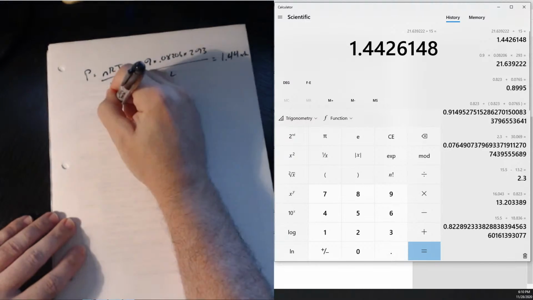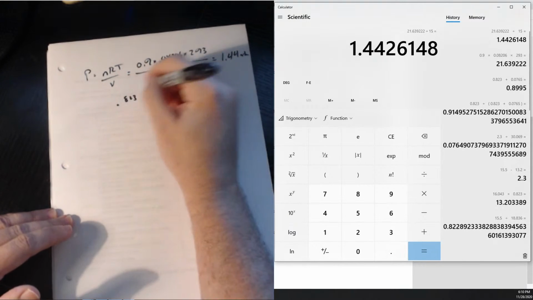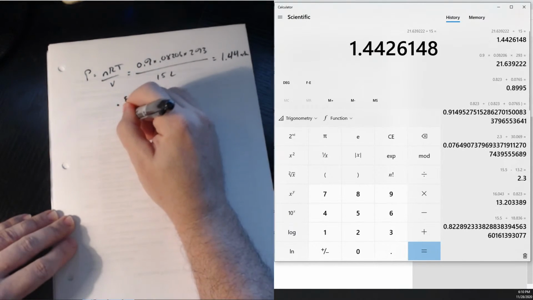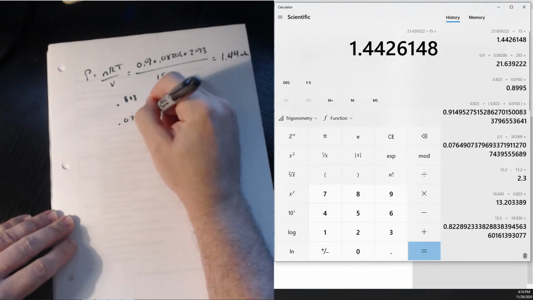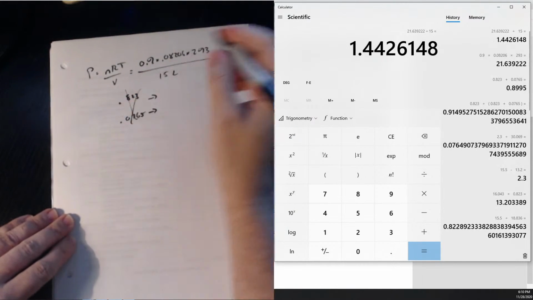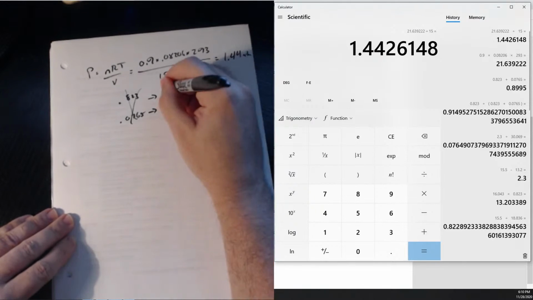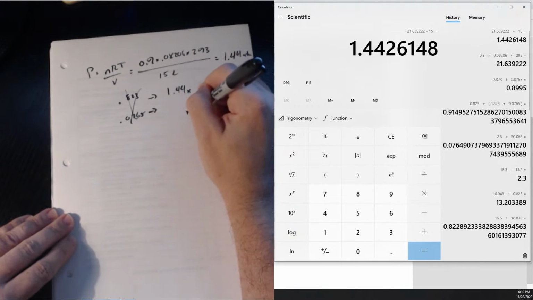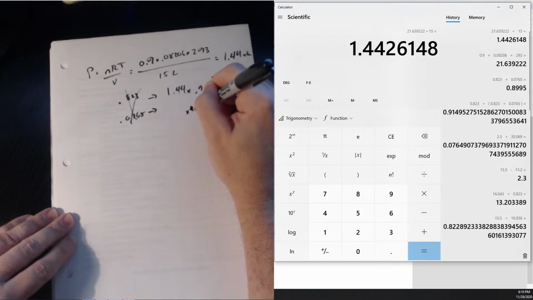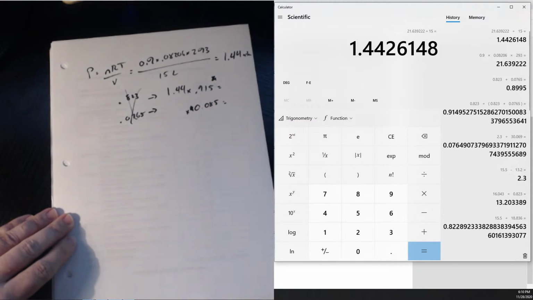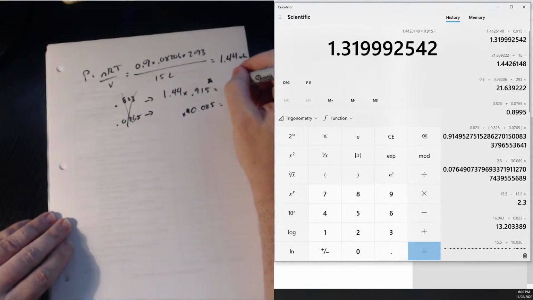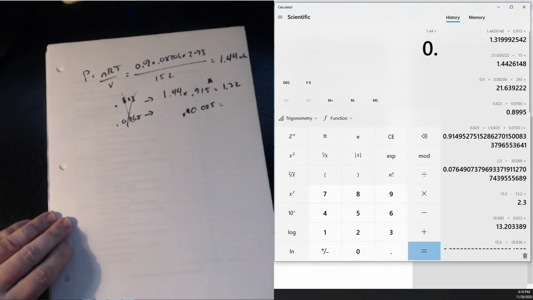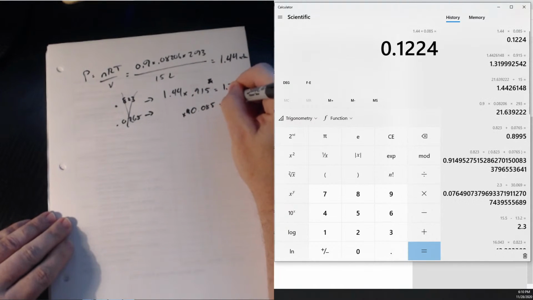What is the partial pressure of each component in atmospheres? Okay, that's 0.823 times all of that, and 0.0765 times all of that. Or 1.44 times 0.915, 1.44 times 0.085. Partial pressure is equal to mole fraction times total pressure. 1.32 and 0.122.